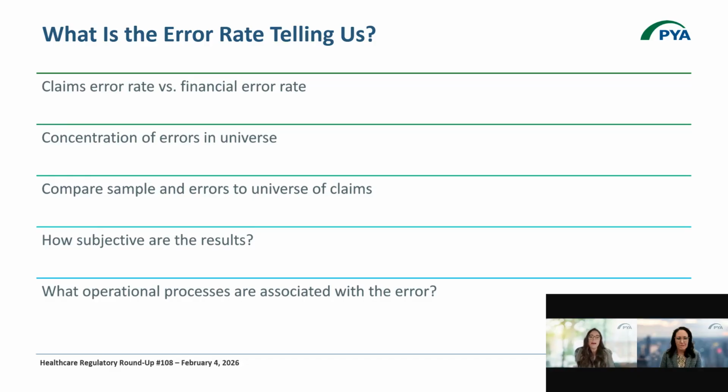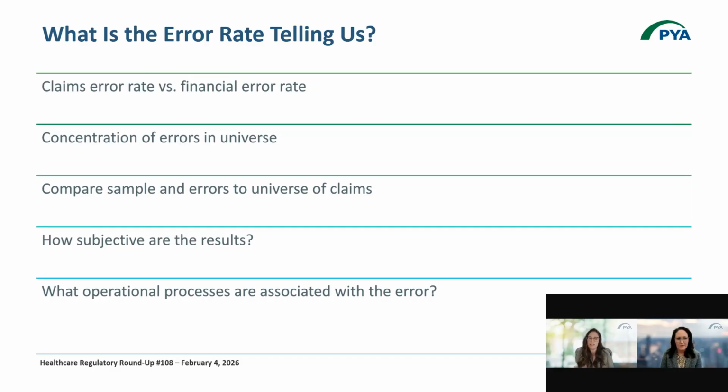And the answer is no. So let's first confirm that we have the claims error rate and financial error rate. A high claims error rate does not always equal a high financial error rate, and vice versa, because the quantity of errors and how those are counted is not directly correlated to the dollar variance.